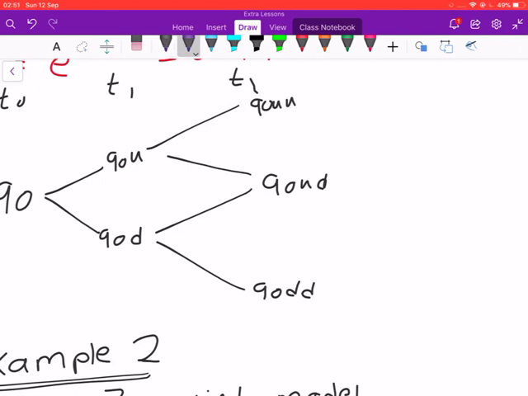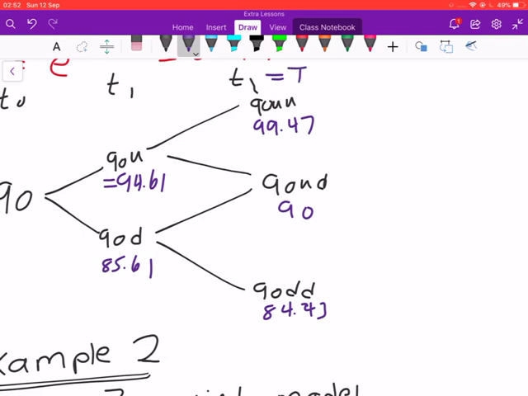Here our answer is going to be 94.61, here 85.61, here 99.47, here 90, and here 84.43. So I hope this makes sense. This is going to be at maturity. So you have basically found the value of the share in all the states of this two-period binomial model.